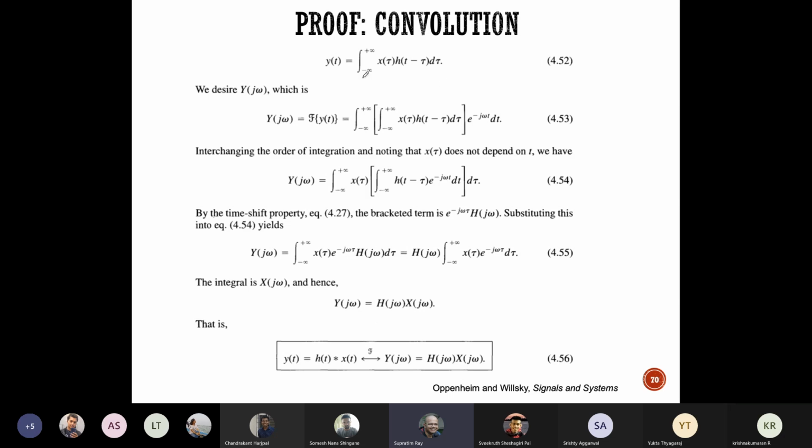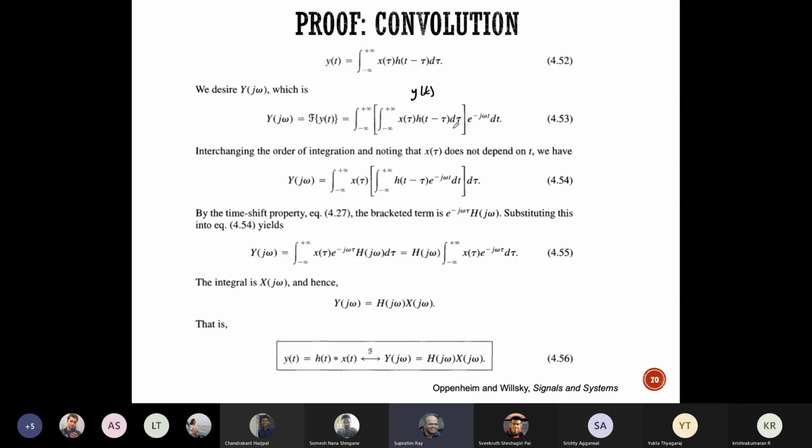I've got a signal y, which is a convolution of x with h. So this is the convolution formula. And I want to find out the Fourier transform of y, which is given by this. We also write it as Fourier transform of y(t). And what is that? It's just minus infinity to infinity, you put y(t) here, e to the power minus j omega t dt. This is almost by definition.